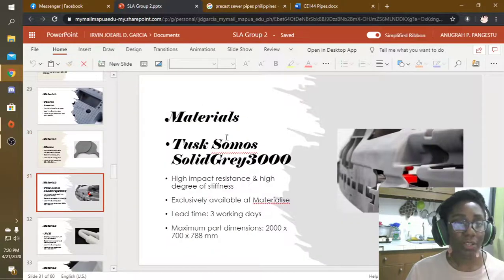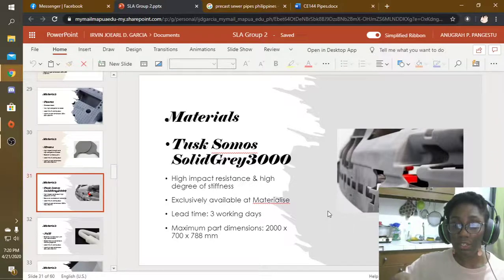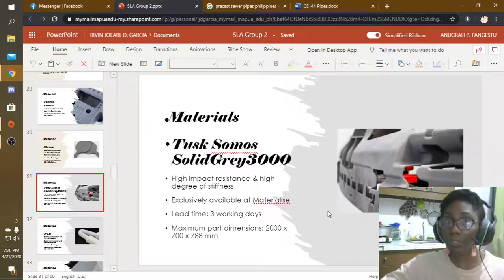So the next material, which is my favorite material, is the Somos Solid Grey 3000. Now this material, we see this material in modern day cars. They use it to build the chassis of the car. So the inner layers of a car, they 3D print it, and they use it to make this shell covering of the car.